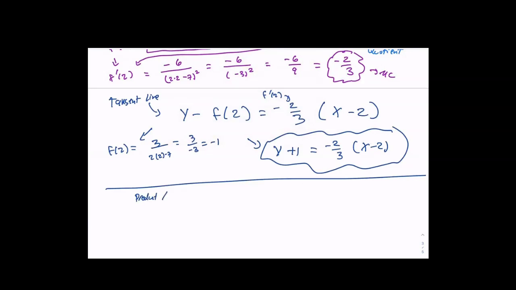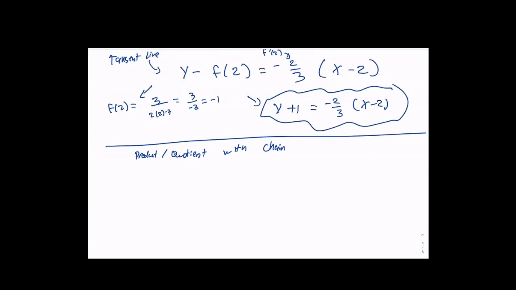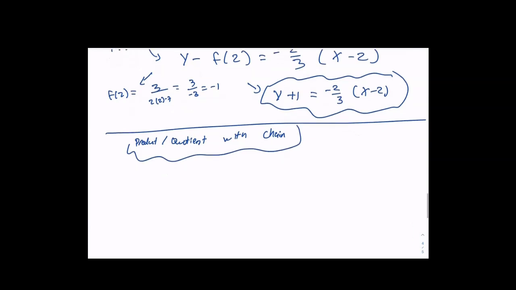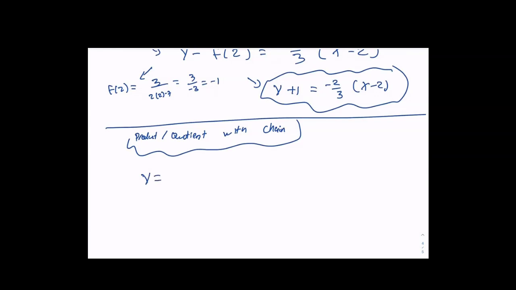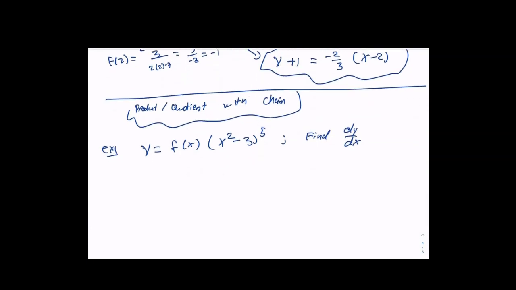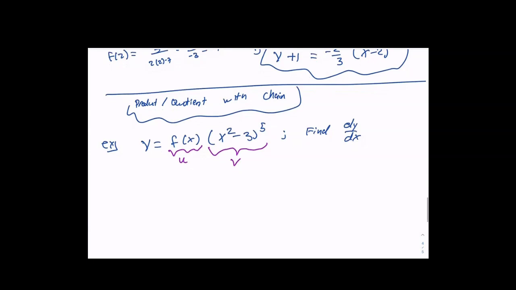Product and quotient with a chain. There are some problems in your homework tonight, and I do want you to practice these ones. If I give you a problem like y equals f of x times x squared plus 3 to the 5th power, and we want to find dy dx, you have to recognize this as a product rule at first. This entire part is my u, and this entire part is my v. So you have to say in your head, this is a product rule, first and foremost.